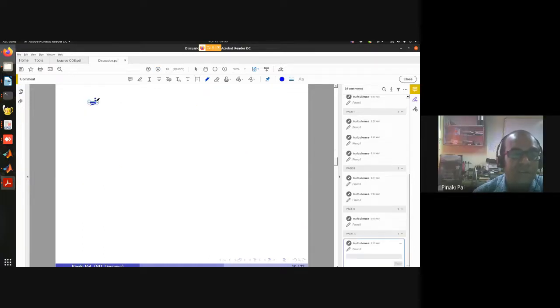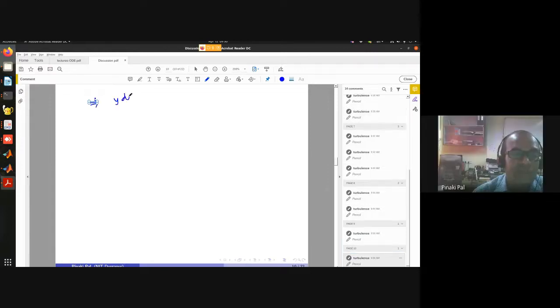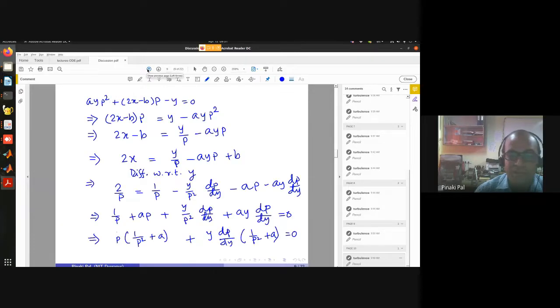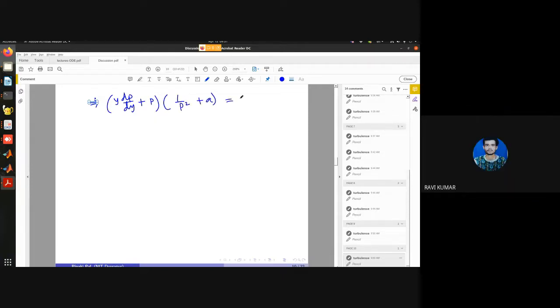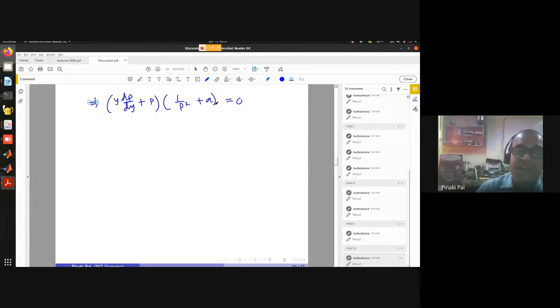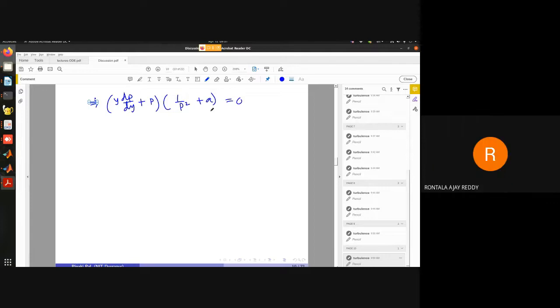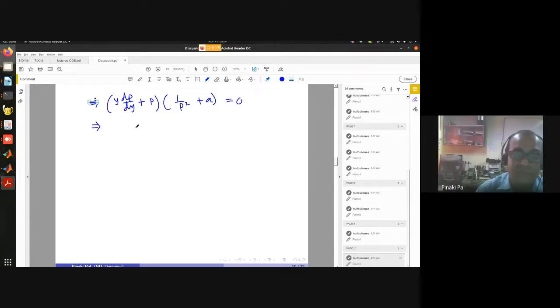This implies y dp/dy plus p, this is one factor. Then 1 by p square plus a is another factor. Now the second factor cannot be 0. You see, 1 by p square is a square number, and a is given to be positive, so this is greater than a basically. So we can write y dp/dy plus p equal to 0.